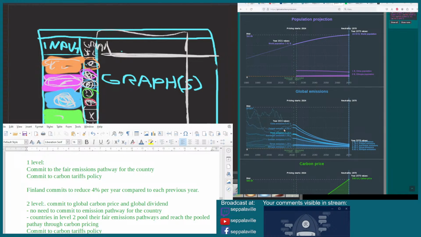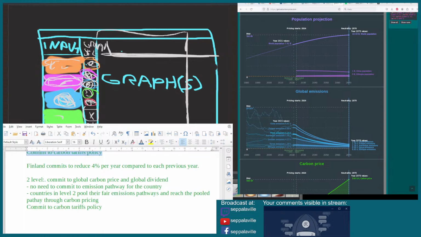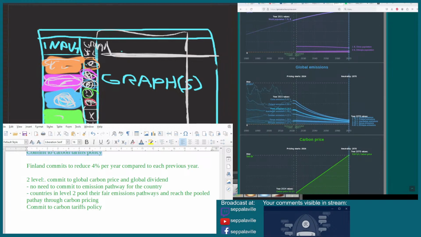But if we had this 2-level system, for those countries who only commit to level 1, they would commit to these reductions and they could decide how they reach them. The others would commit to this carbon price and dividend, and then the markets would decide. They would also commit to pooling their emission pathways, the ones they would otherwise be given, and that will amount to the target between those countries.